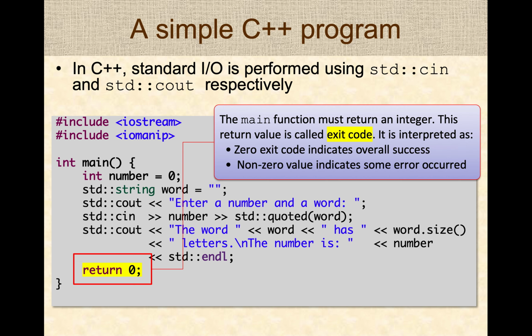the program was successful. If the exit code is non-zero, that indicates some error occurred during the runtime of the program. So returning 0 on a success is important, and returning non-zero in case of errors or failures is also important, so you're able to convey to the operating system the outcome of running this program.